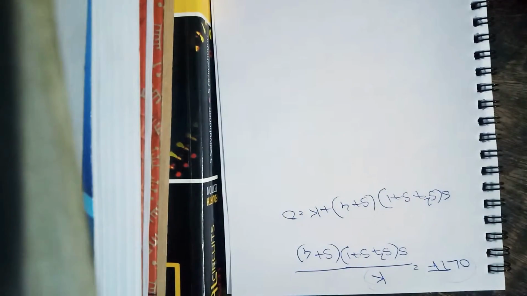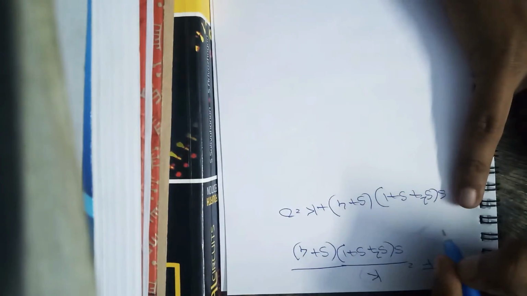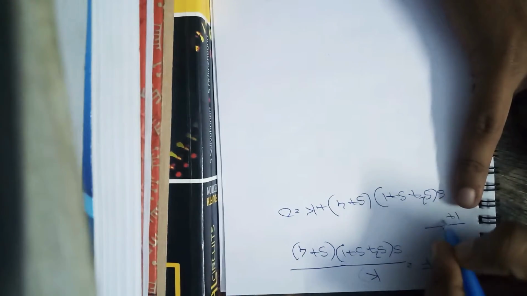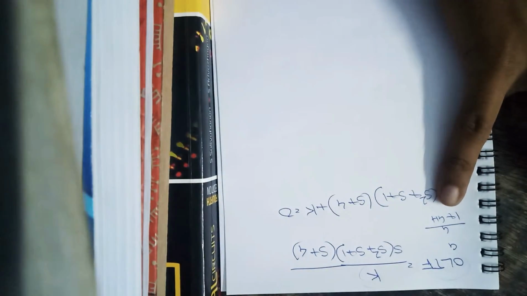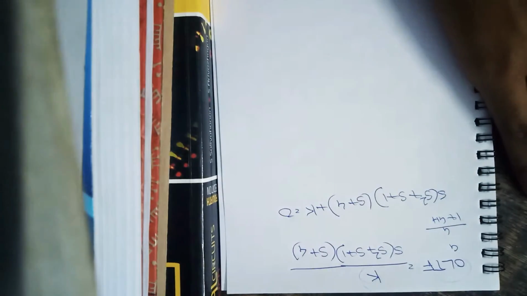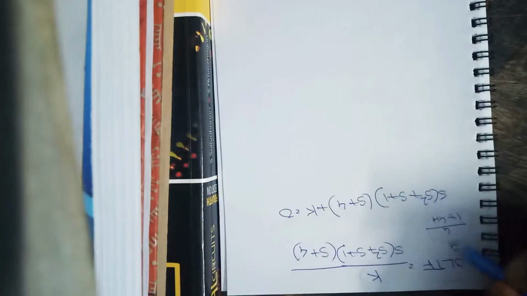If you were not able to understand why this has come, this is just because the transfer function is G by 1 plus GH, and normally we take a unity negative feedback, so this is 1 plus G(s). Please watch my previous videos to understand how this formula has come into being.